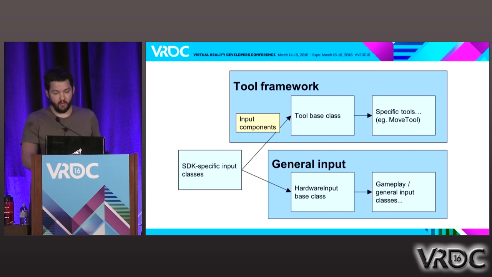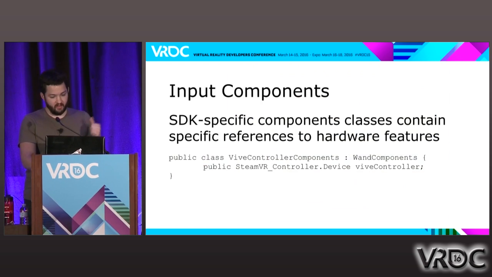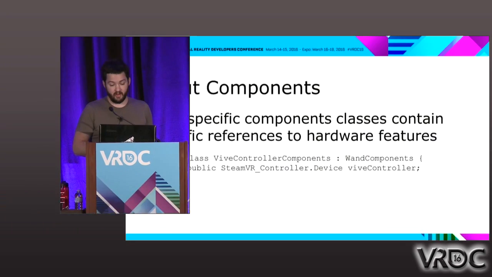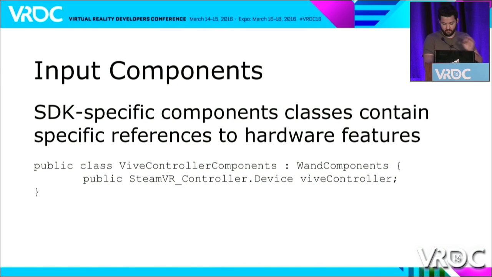So first we'll go into the tool framework here. When I pass any input through the tool framework, I send it through this input components object. And what that does is keep track of anything about that device that I might want to know, like its position and its direction, and anything that is device specific. So it starts at that device-specific level where, for example, the Vive controller components will have a reference to which Vive device this object is. And that is, again, a SteamVR SDK-specific attribute.